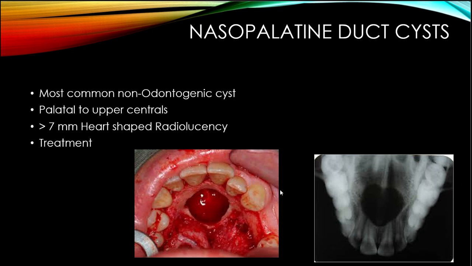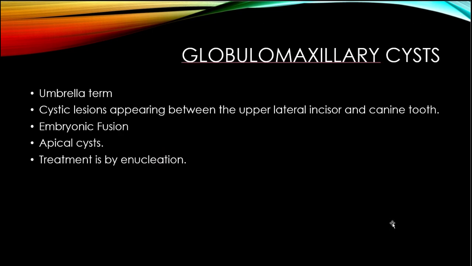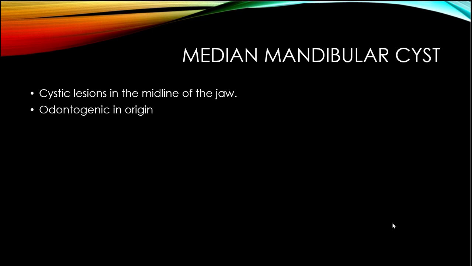Now, the nasopalatine duct cyst. It's a palatal cyst between the roots of the centrals, heart-shaped, about 7 millimeter radiolucency. Now, that's how we differentiate it from the nasopalatine canal itself. It's larger, more radiolucent, and it's the most common non-odontogenic cyst. The treatment is enucleation. The globulomaxillary cyst, that's an umbrella term, a cyst between the lateral incisor and the canine. Usually, enucleation is the management for them. The median mandibular cyst, similar thing, odontogenic in origin, enucleation is the management.